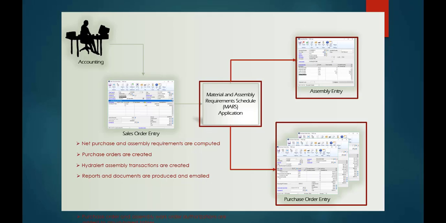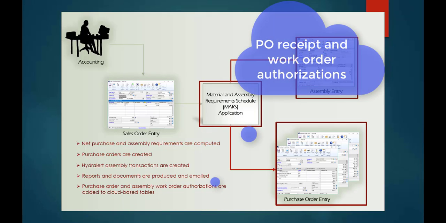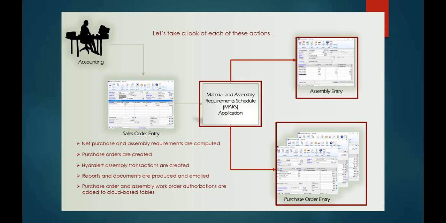Lastly, purchase order receipt and assembly work order authorizations are posted to cloud-based tables to be used by barcode scanner operators when receiving inbound purchase receipts and completing HydroAlert assemblies. Let's take a look at each of these actions.